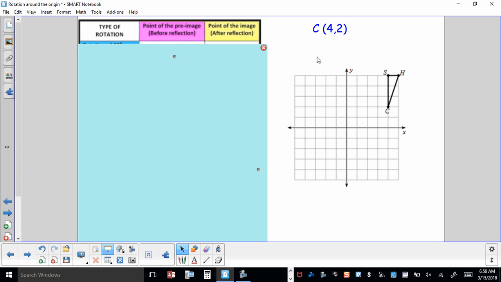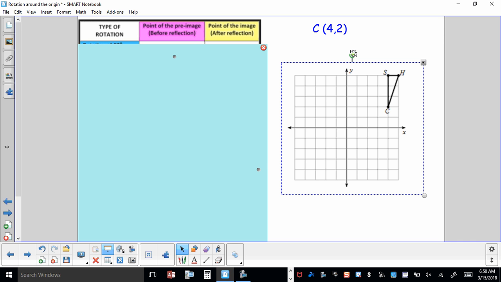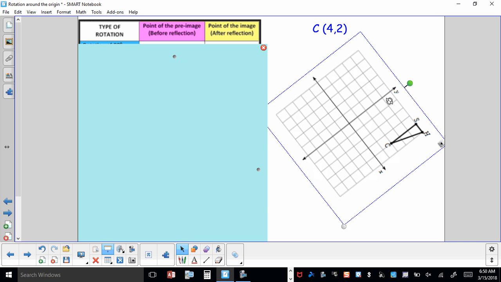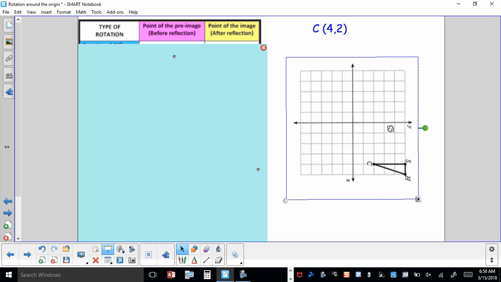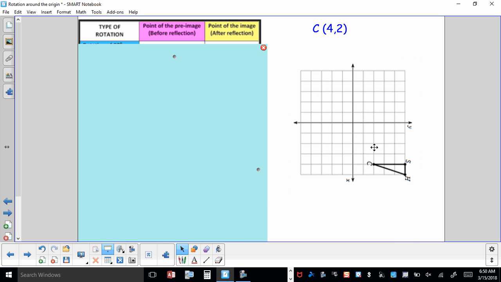So we're going to see the effects of a rotation on the coordinates of each point, and we're just going to look at point C. So here I have my pre-image, and I'm going to rotate it 90 degrees clockwise. So that's what a 90-degree clockwise rotation would look like. So we started with C at (4, 2). When we rotated it, C prime became (2, -4).